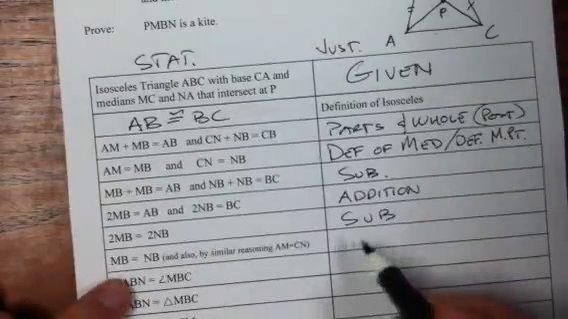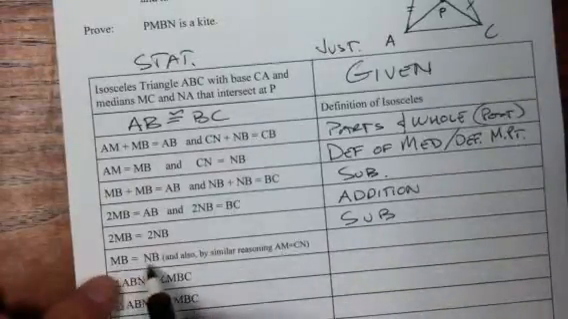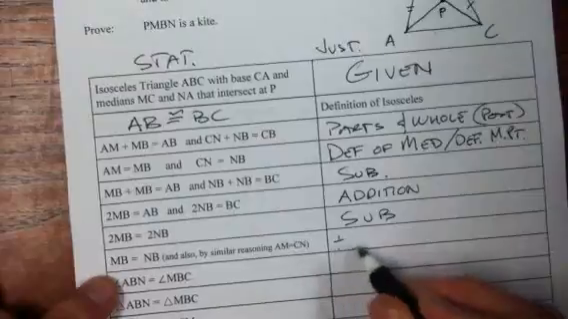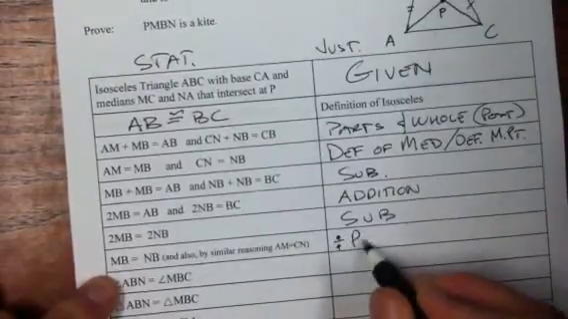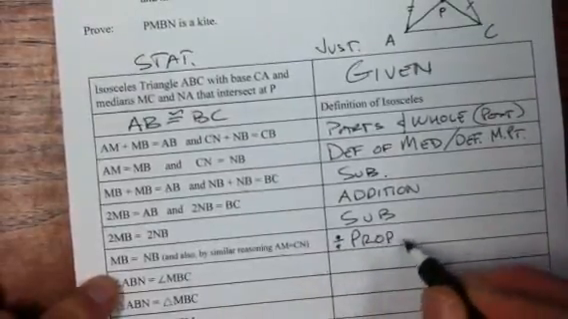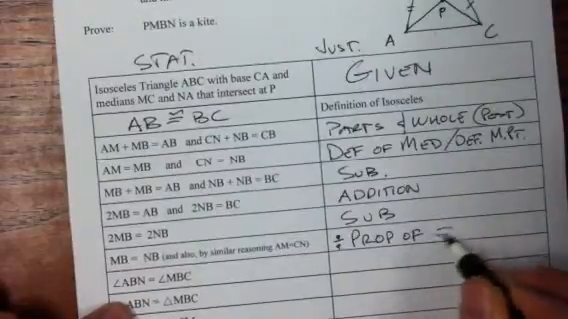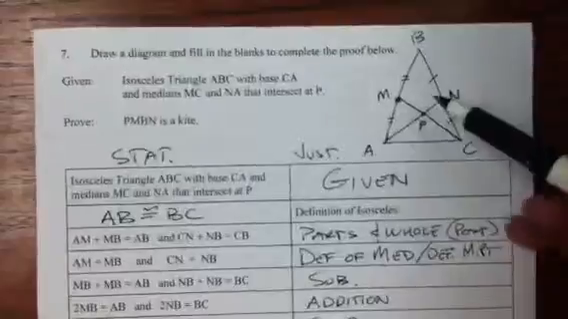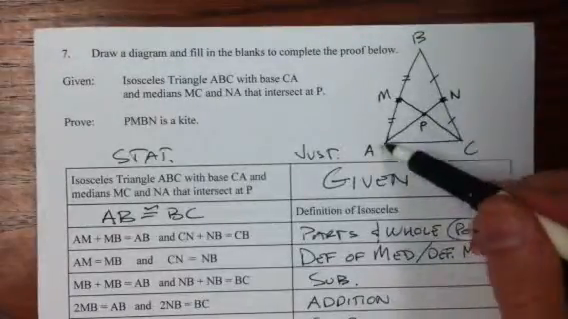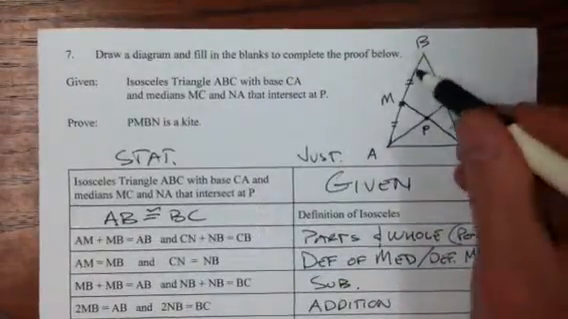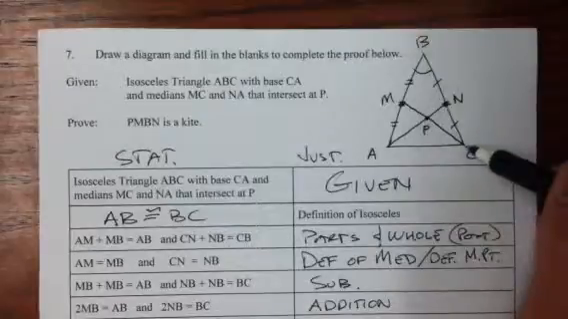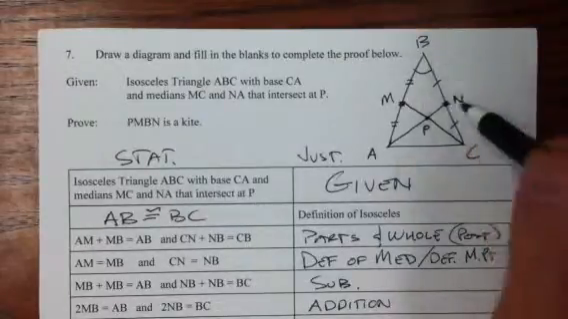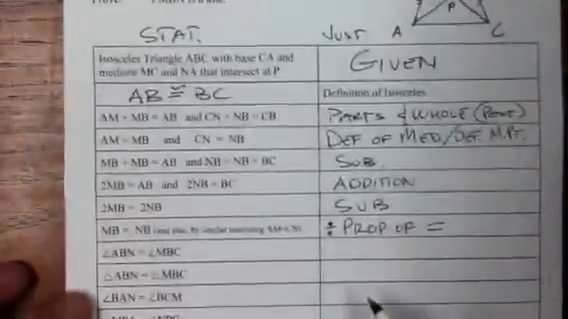And then what tells me that MB equals NB? Well, this is just division property. I'm dividing both sides by 2. Division property of equality. All right, well, what tells me now, down here, that angle ABN, this angle up here, is congruent to angle MBC? That's a reflexive property.